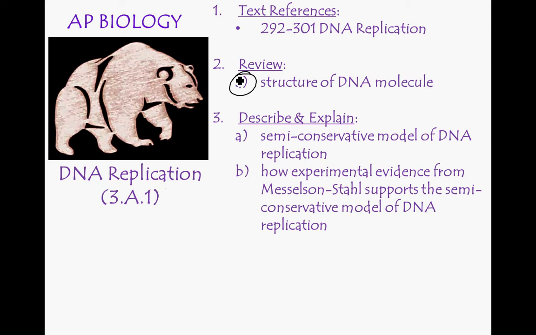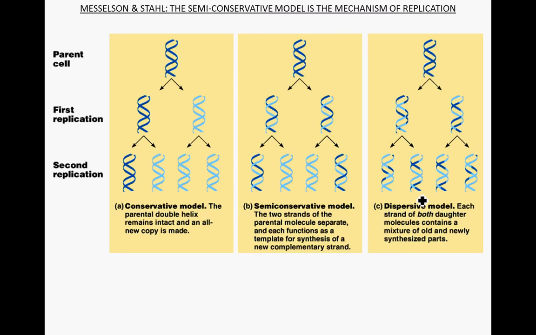By the end of this screencast, hopefully you'll be able to describe and explain the semi-conservative model of DNA replication, and more importantly, what is the experimental evidence from Meselson and Stahl that supports the semi-conservative model of DNA replication. In a previous screencast, we talked about how Watson and Crick's paper suggested that the structure of the DNA molecule immediately suggested to them a copying mechanism.